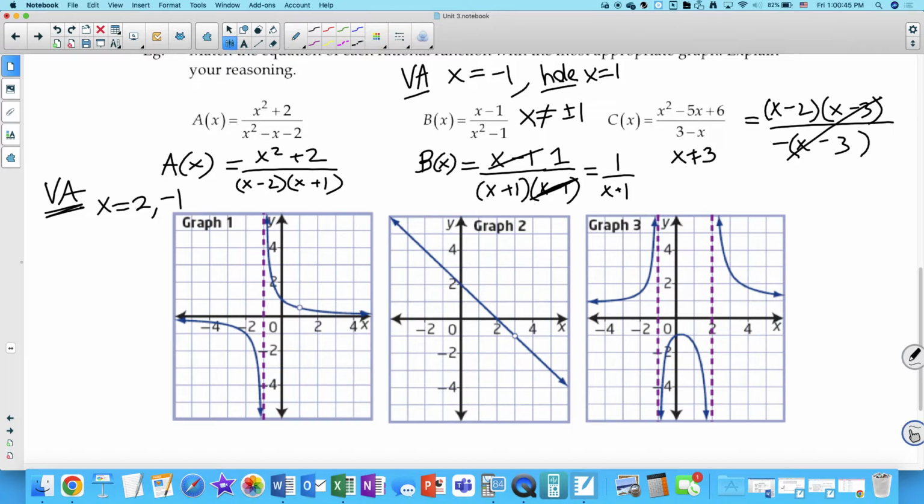At x equals 3. Okay? Now this is going to simplify C of x. It will simplify to x minus 2 over -x. No, sorry, -1, right? The negative sign is still there.